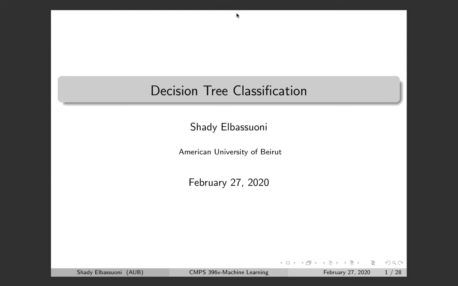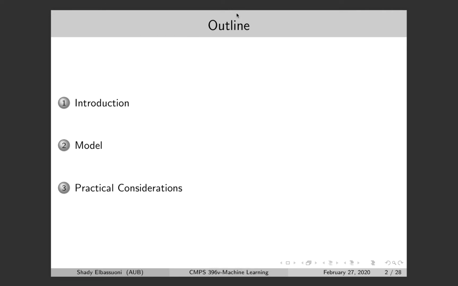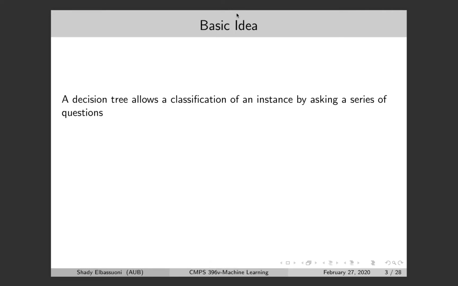Today we're going to talk about a new learning model, very famous, known as decision tree classifier. This is the outline of the lecture. So the basic idea of decision trees is that it allows a classification of an instance by asking a series of questions, similar to the 20 questions game if you know it.